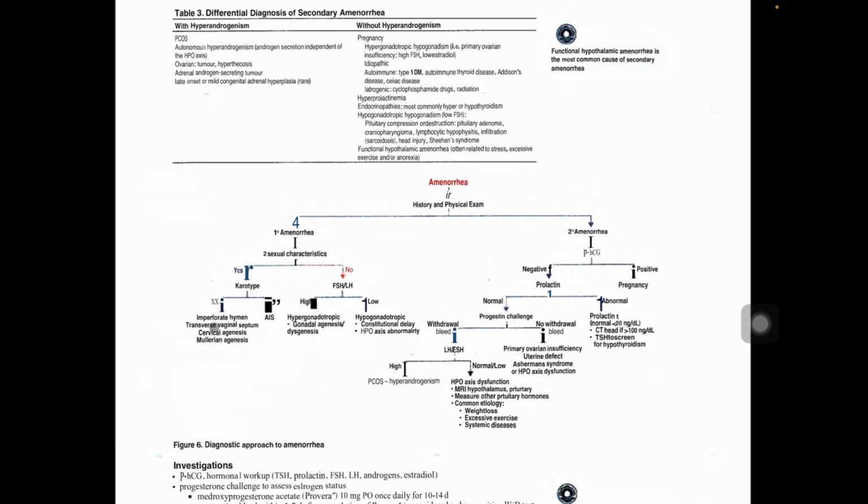In karyotyping, you will look for imperforate hymen, transverse vaginal septum, cervical agenesis, Mullerian agenesis, and also you look for androgen insensitivity syndrome. So this is the approach to primary amenorrhea.